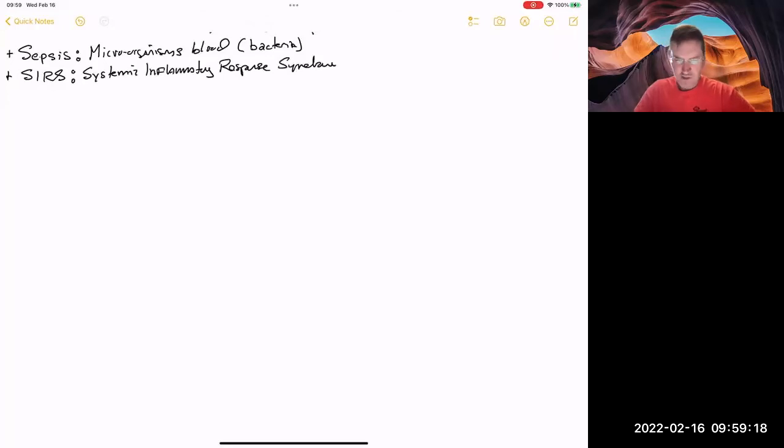And so really SIRS is four general findings. There are four criteria that we look at. And if somebody has at least two of the four criteria, we say that they have SIRS. All right. And so let's talk about what the four criteria are. If the patient has a fever, a temperature that is greater than 38 degrees Celsius. Does anyone know what normal body temperature is in Celsius?